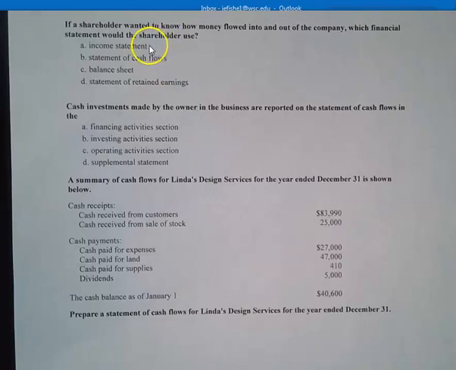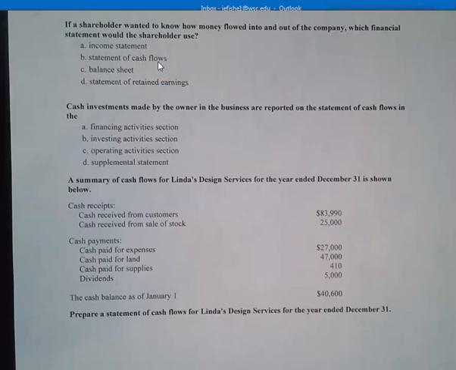Okay, well, the income statement determines net income or loss for a period of time. And when we say money here, we're talking about cash, actual cash. And if we think about the accrual basis of accounting, we can book revenue without receiving the cash, so income statement is not correct. The balance sheet will tell us how much cash we have on hand, but it won't give us this information, how the money flowed into and out of the company. And the statement of retained earnings is really just an extension of the income statement. So the answer is statement of cash flows.